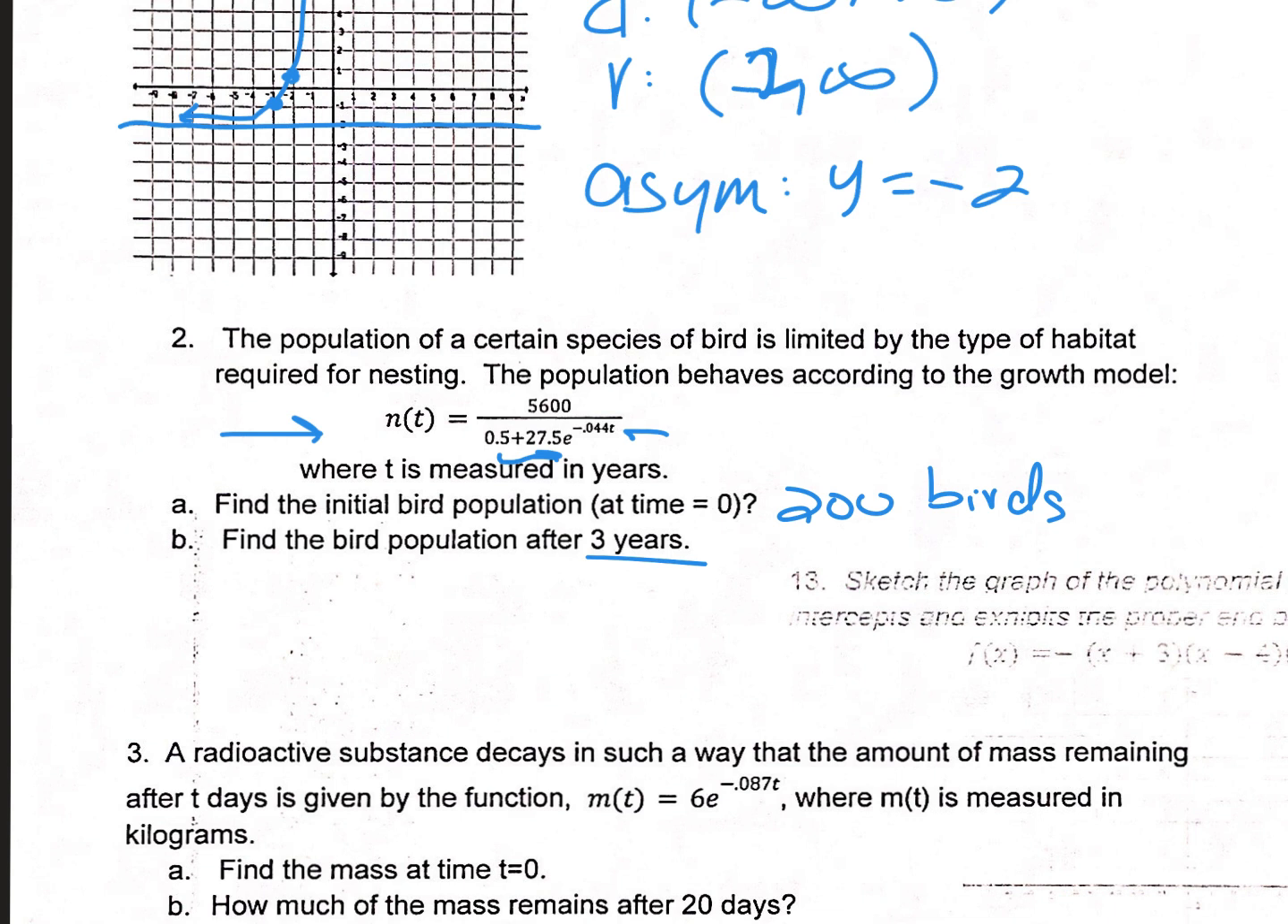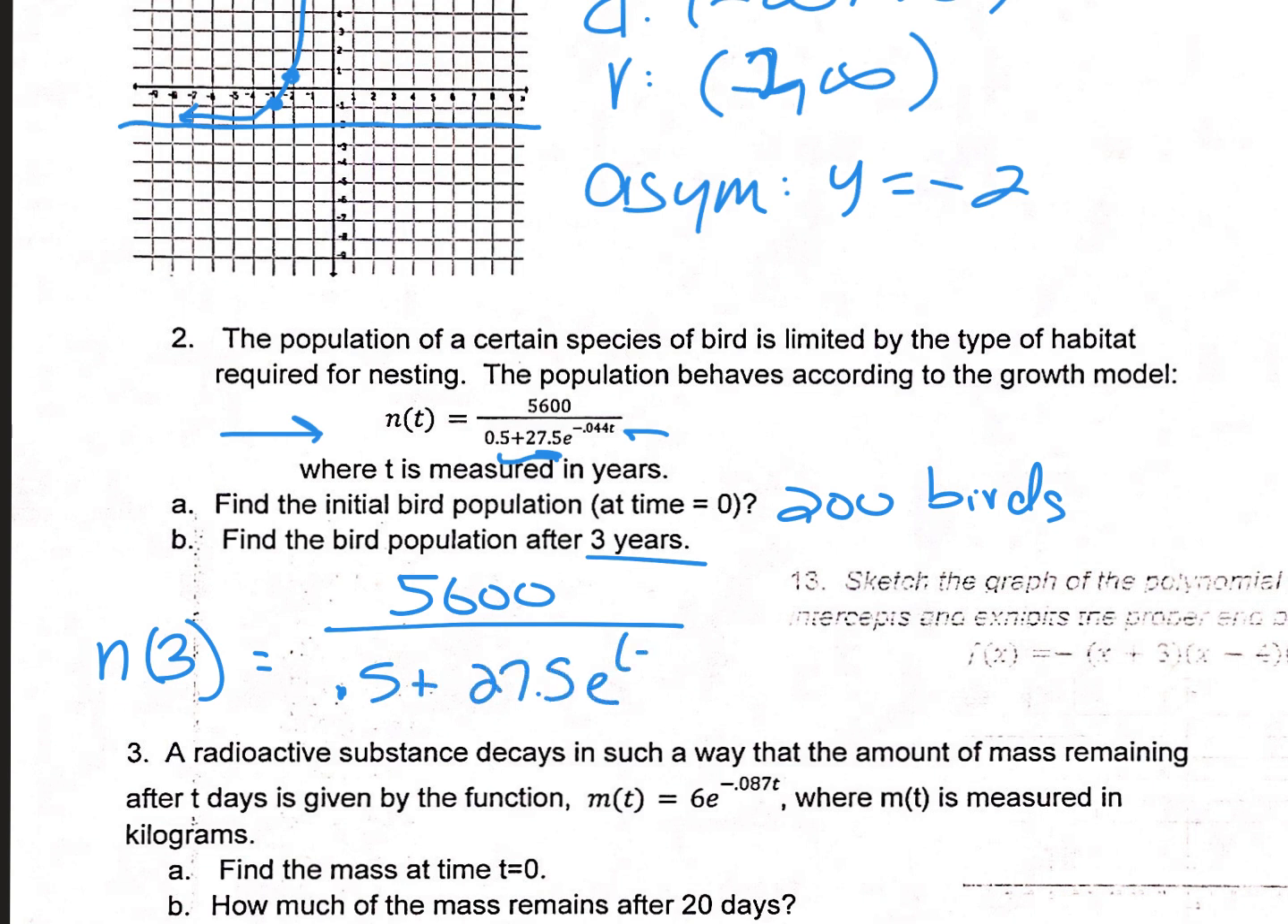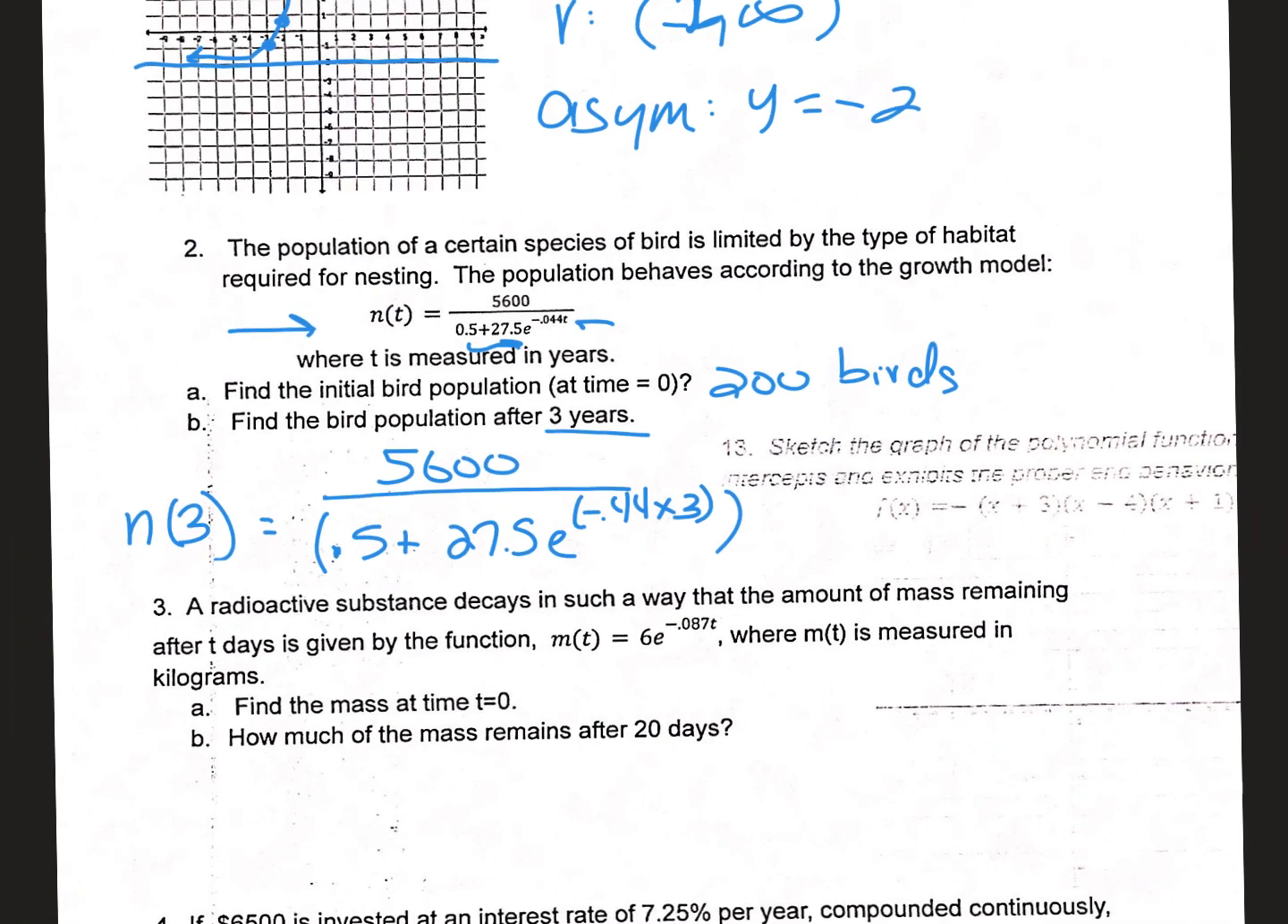This one's going to be impossible without it, but I'll show you what to punch in. After 3 years, which is basically putting 3 in for the t, you would say 5,600 over 0.5 plus 27.5 e to the -0.44 times 3 power. Now, when you type that in, please make sure you put the whole denominator in parentheses. And because I didn't bring my calculator home, guys, I'm sorry, I don't have the answer to that.